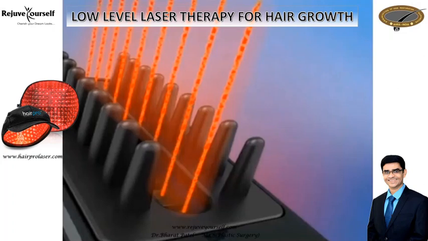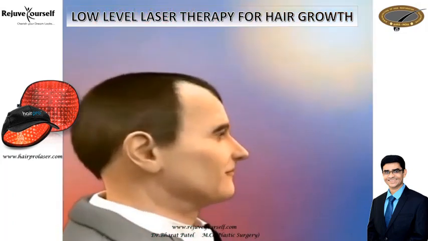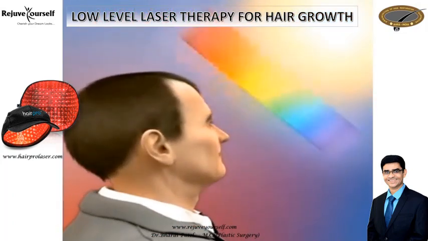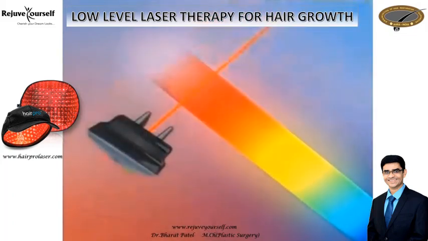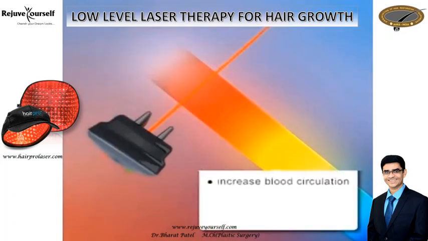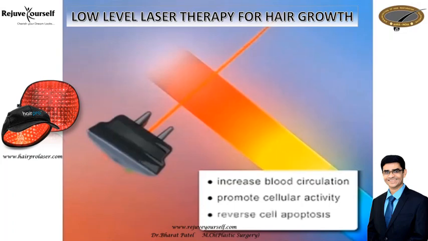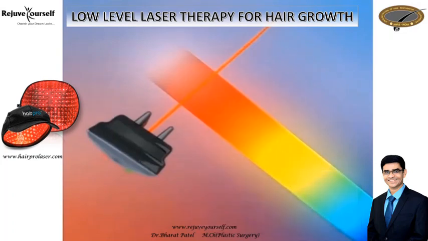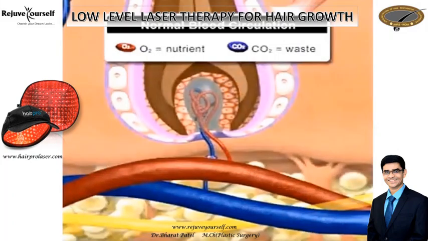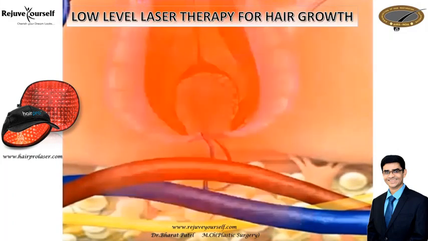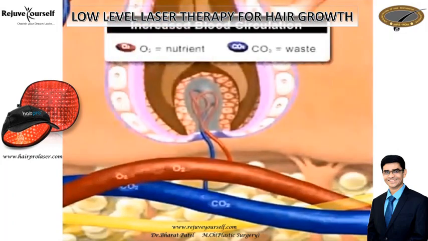A laser concentrates light waves of a specific wavelength into a coherent beam of monochromatic light. Humans can see a range of energy as colored light, known as the visible light spectrum. Laser hair therapy emits low-energy light from the red portion of this spectrum, which has been hypothesized to increase blood circulation, promote cellular activity, and reverse the natural breakdown of cells, which is known as apoptosis. Hair follicles subject to increased blood circulation receive more nutrients and eliminate more waste, thus producing healthier hair.